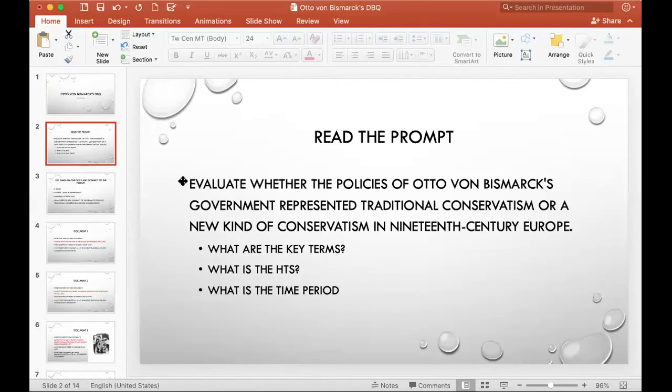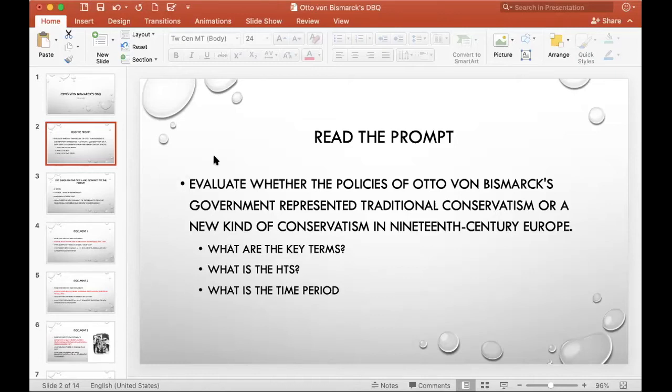Evaluate whether the policies of Otto von Bismarck's government represent traditional conservatism, again, especially tied in with religion, traditional things in AP Euro, or a new kind of conservatism in 19th century Europe. It's also really important that you maybe write out 1800s. The AP exam loves to use 19th century instead of 1800s. So you just need to make sure you're keeping your dates in line, because when you're under a lot of pressure, you might think that it's the 1900s, and it's not, it's the 1800s.